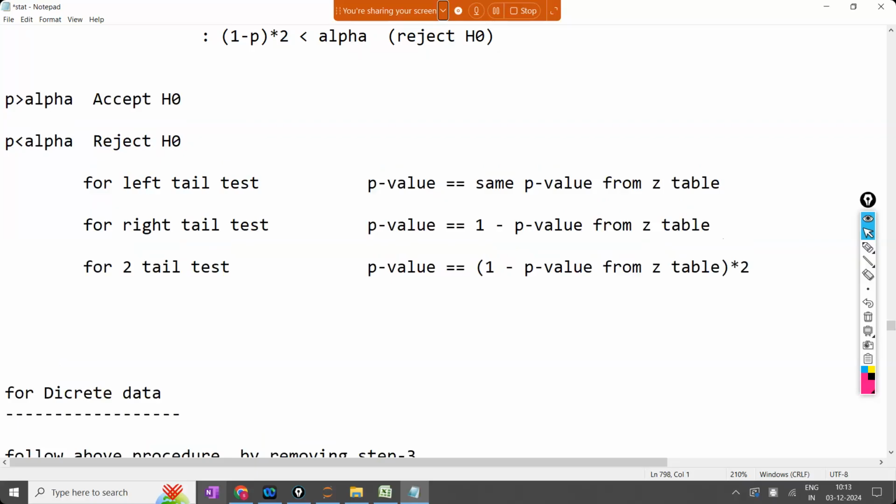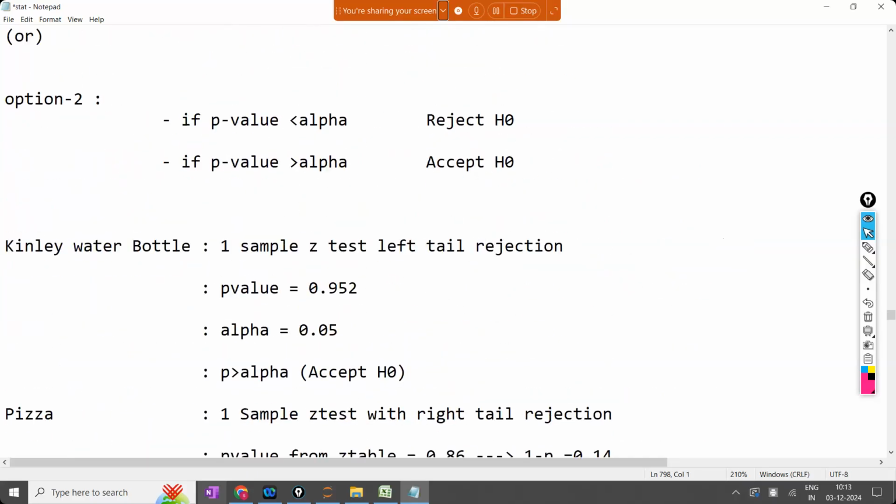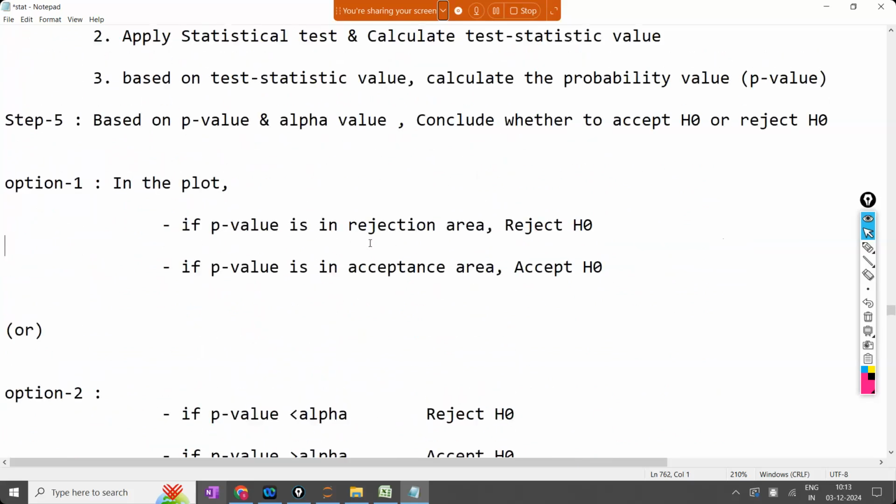Online students and offline students, everyone. Or simply you can go with the first option also. The first option and second option both will give the same answer. The answer will not have any difference. Only the approach, the way of approach, is different. The answer is the same.